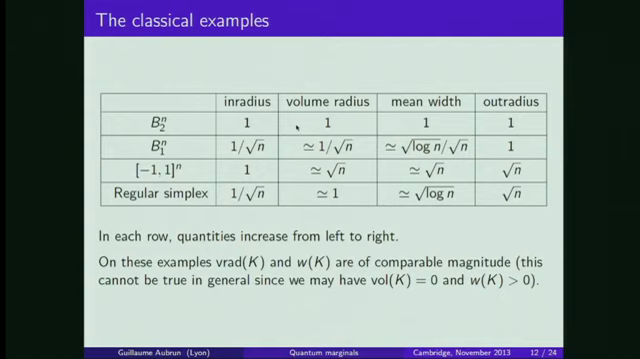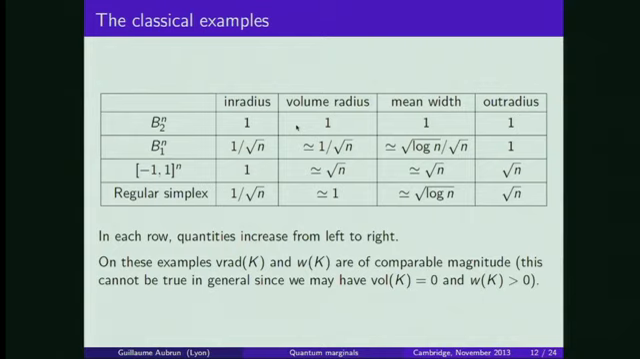So in each row, quantities increase from left to right because of the inequality. And you see that on these examples, in each case, the volume radius and the mean width are comparable. Maybe there is a logarithm, but they are comparable, whereas they may be very different from the in radius or the out radius.